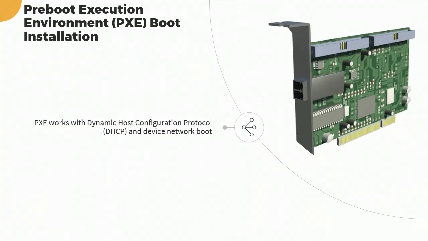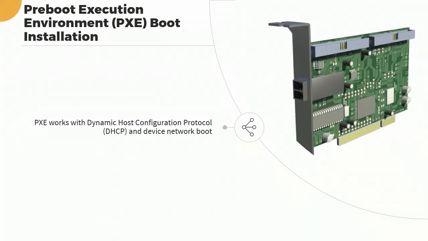PXE boot works with DHCP, the Dynamic Host Configuration Protocol. When you boot up the machine and there are no local disks with a bootable OS, then PXE boot would kick in. You're booting off of the firmware from the network card to do a DHCP broadcast, going through the normal DHCP process of acquiring an IP configuration on the machine. But that all happens without an operating system installed.